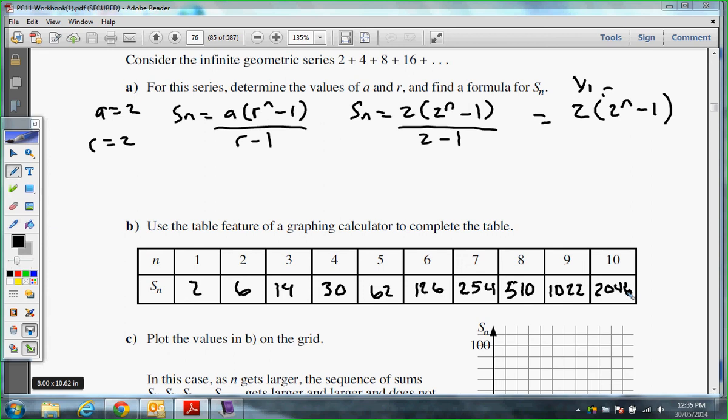Okay, give you a second to get that down, then we'll go ahead and plot again, and you'll see the difference.